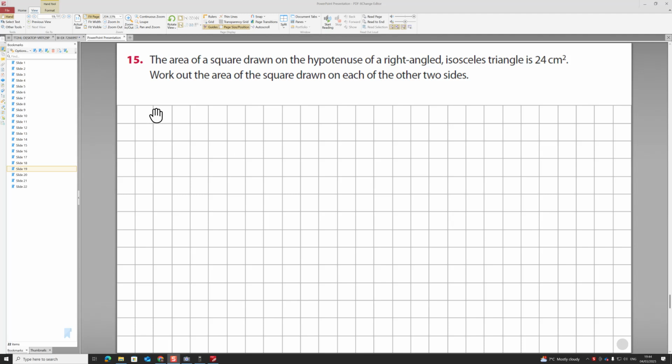Okay, welcome back, students. So we're going to read this very carefully for understanding, and then we're going to draw something out, and then we're going to calculate it. Okay, so the area of the square drawn on the hypotenuse of a right angle triangle. What's that comma doing there? This is a right angle isosceles triangle. I'm not sure what that comma is doing there, and I think it threw me on my first reading. Is 24 centimeters squared. Work out the area of the square drawn on each of the other two sides.